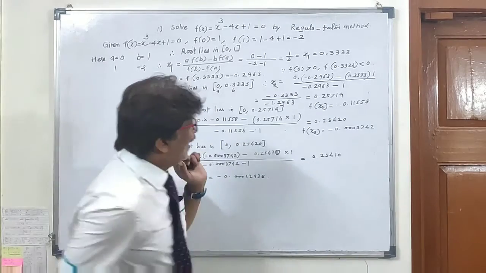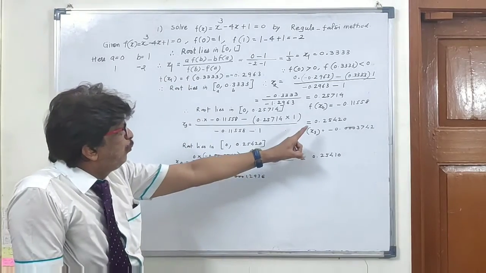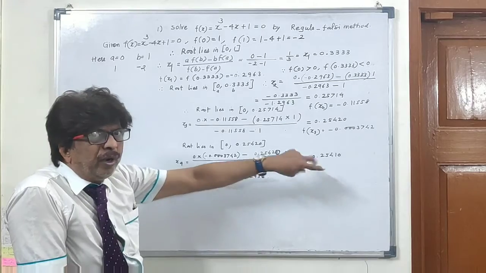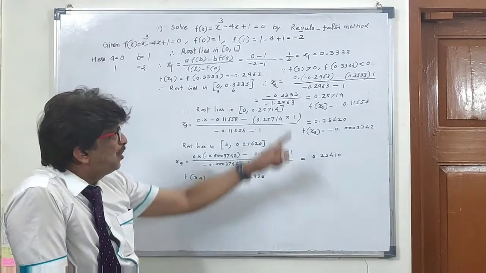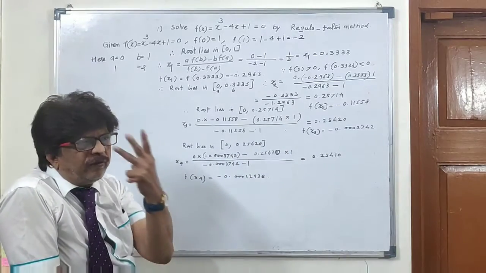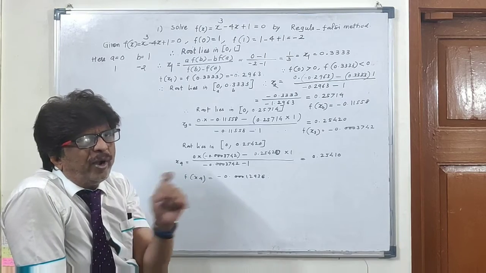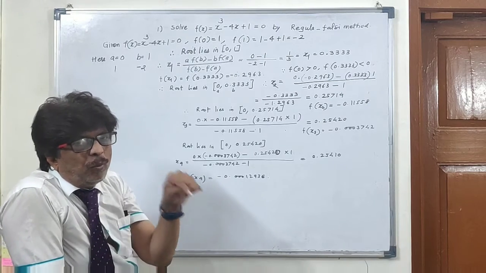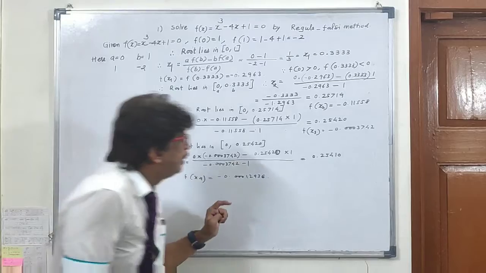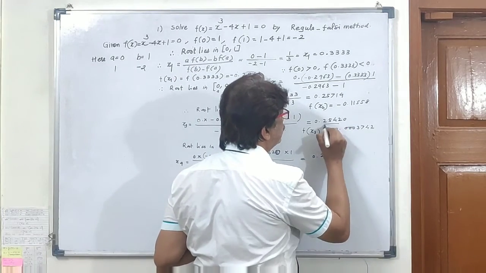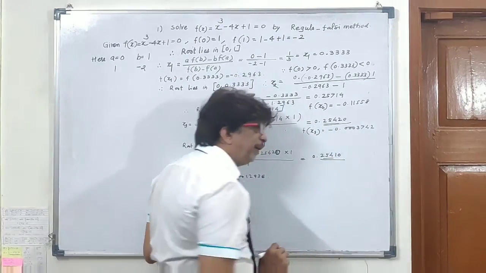So x3 was 0.25420. x4 is 0.25410. As in x3 and x4, the first three digits are repeating: 2, 5 and 4. 0.24520, 0.24510. This 254 and 254. In this, they are repeating.